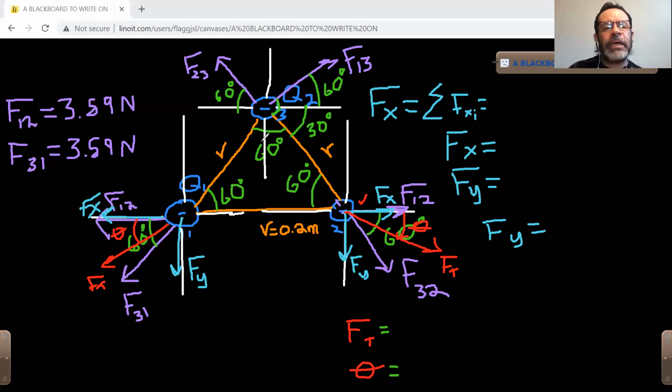And now let's see what's happening here. The sum of the forces in X, would you agree it's going to be F13, whoops.